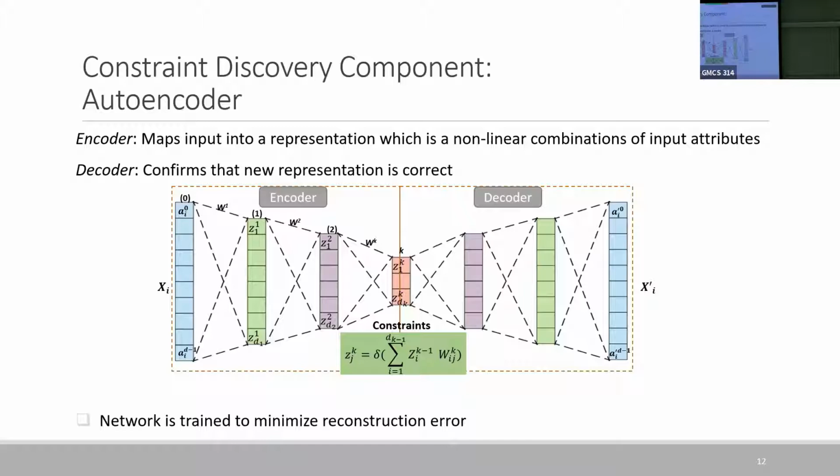And the objective of decoder is to confirm that the new representation is correct. For this purpose, it reconstructs the data from the new representation to regenerate the data. And this model is trained to minimize a reconstruction error, which is the difference between the actual input and its reconstruction. So as you see, the constraints are in a very complex, nonlinear equation, which cannot be interpreted by human beings. That is why further steps are required to describe this equation to the domain expert.